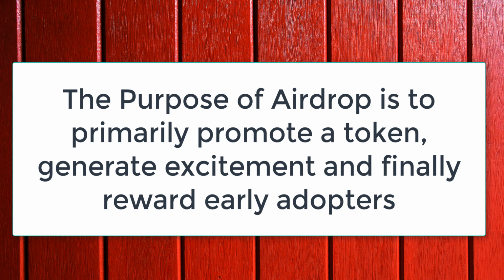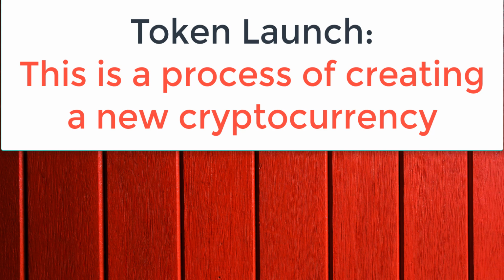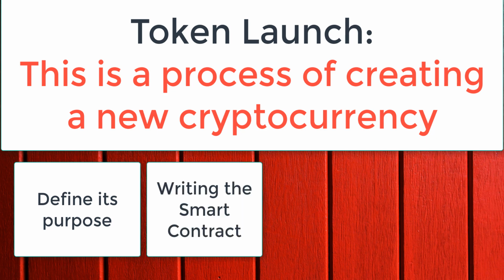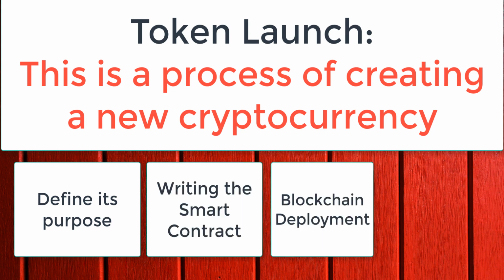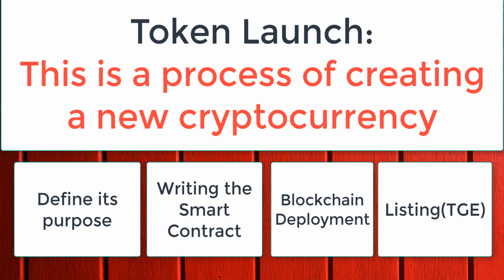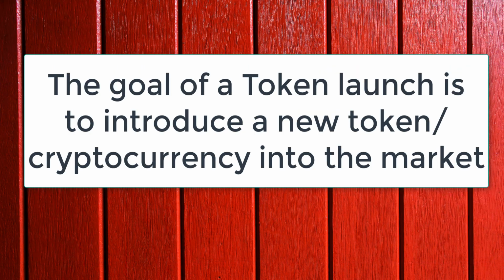So let us also briefly talk about token launch. Some people call this tokenization, but I'm going to just refer to that as token launch. When we talk about token launch, we are basically referring to the process of creating a new cryptocurrency token from scratch, which includes defining its purpose, writing a smart contract, deploying it on a blockchain, and then making it available for trading or use. And what is the purpose of this? You see, the goal of a token launch is to introduce a new token to the market, whether for use in decentralized applications, as a governance token, or for trading and investment.